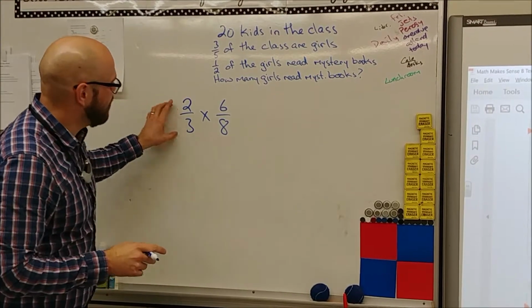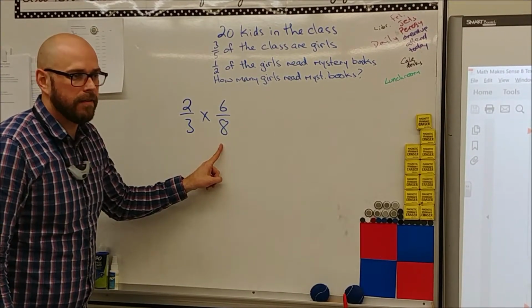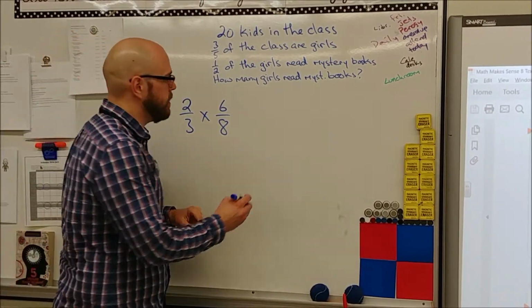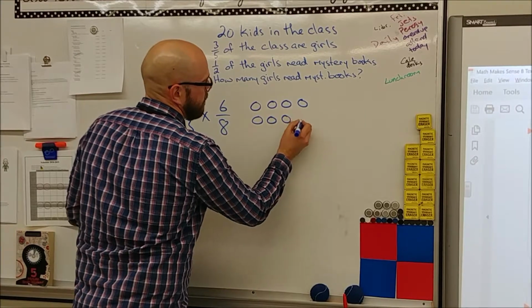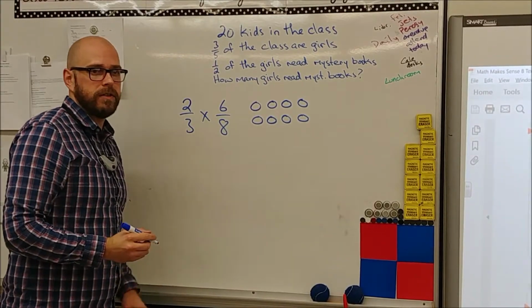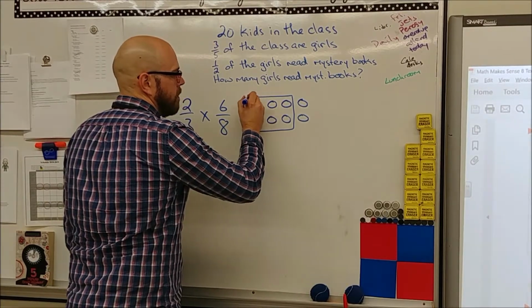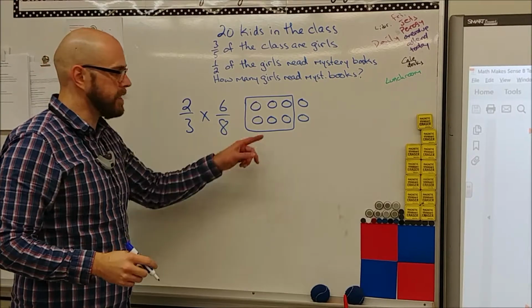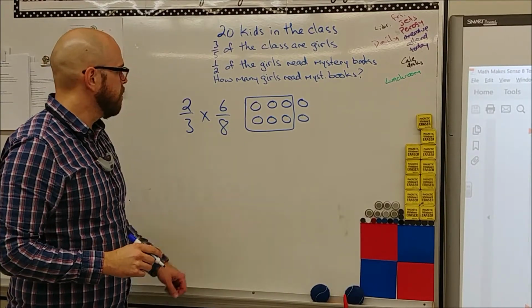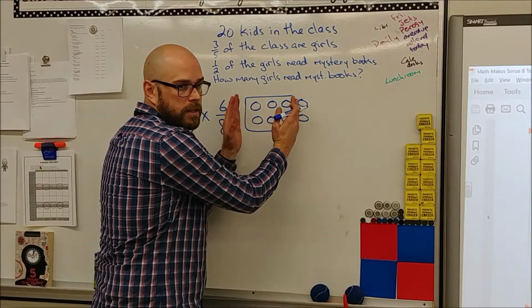Okay, 2/3 of 6/8. 2/3 of 6/8. Okay, 6/8. Watch how I do 6/8. 1, 2, 3, 4, 5, 6, 7, 8. Now I'm going to show you 6/8. Are you ready? Is that 6/8? 6 over 8? Or 6 out of 8 I have circled? Well, I want only 2/3 of 6/8. So now I'm focused on 6/8.